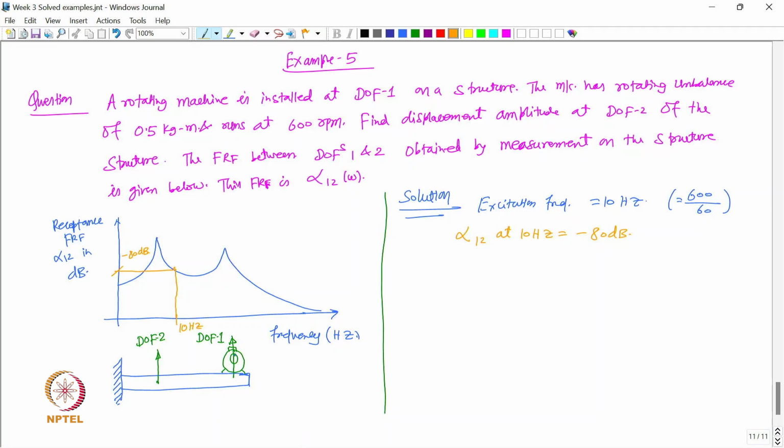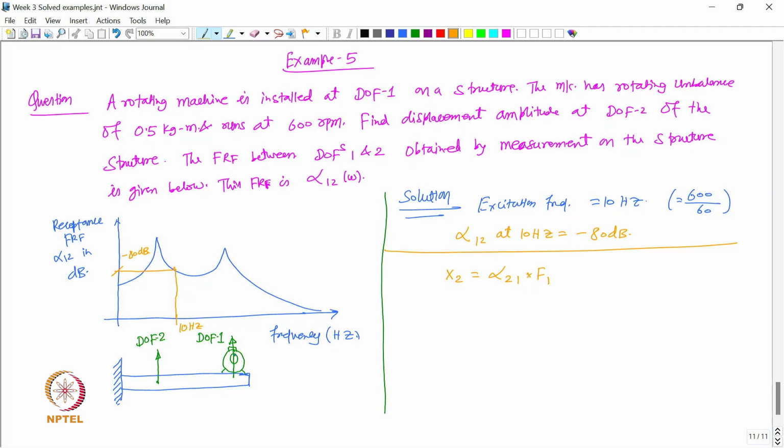Next, now we can write our equation for displacement. What is the equation for displacement? We want to find the displacement amplitude at degree of freedom 2. So it means I want to know x2. So I must know alpha 21, because the force is acting at degree of freedom 1 and response is required at degree of freedom 2. So alpha 21 I must know, and then I must know what is the amplitude of the force at degree of freedom 1. So this product will give me the x2, is it not.